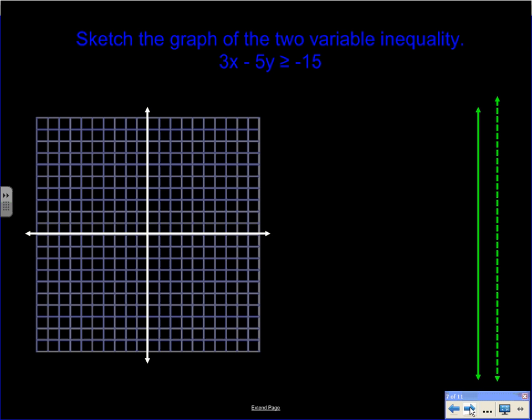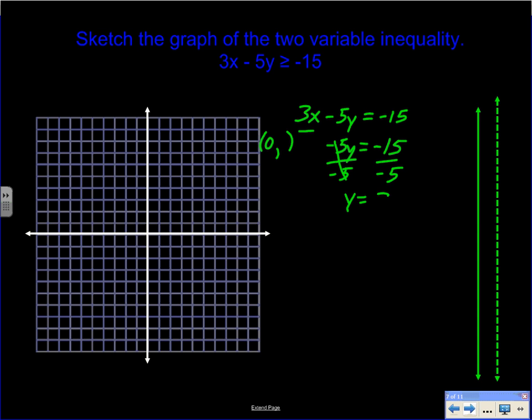We know that if we look there, 3x minus 5y is greater than or equal to -15. Well, that's going to be in standard form. We put an equal sign there. So if we let x equal 0, what's the value of y? Well, 3 times 0 is 0, so we're left with -5y is equal to -15. Divided by -5, y is equal to 3.